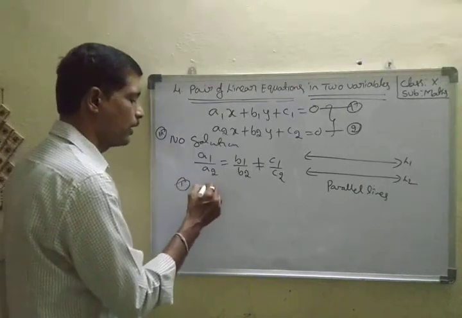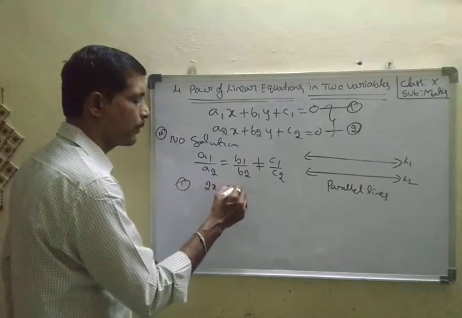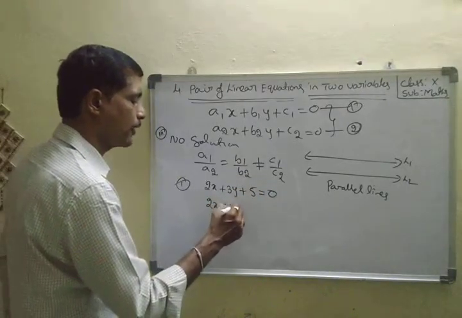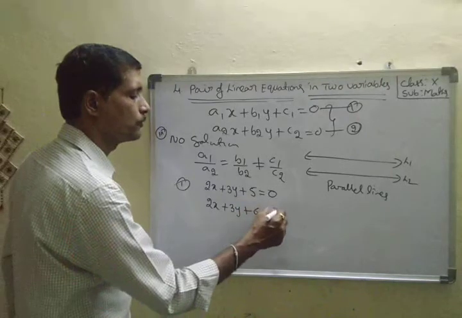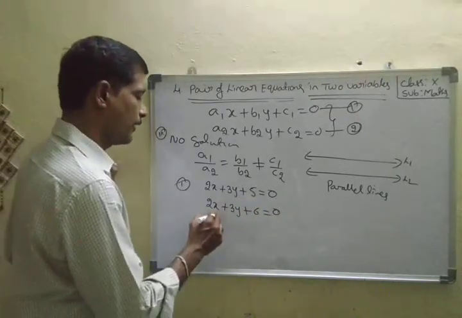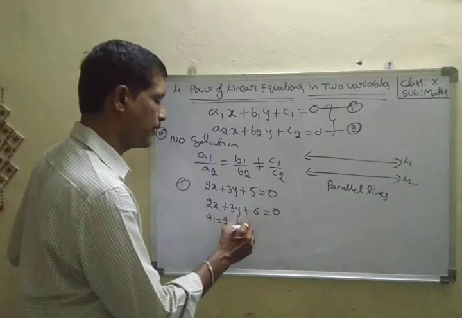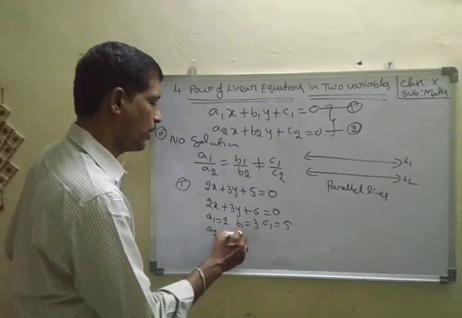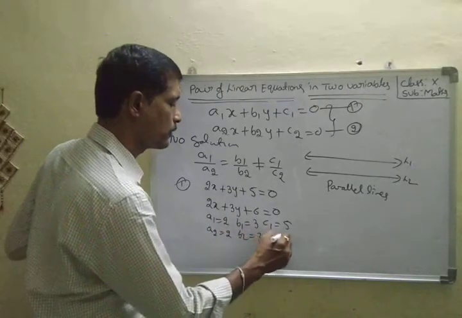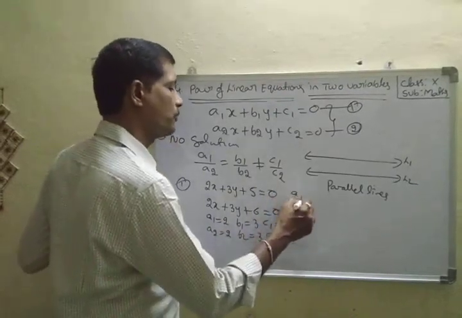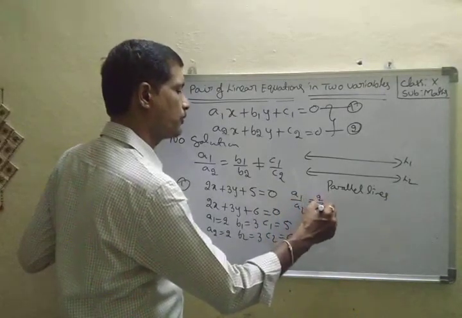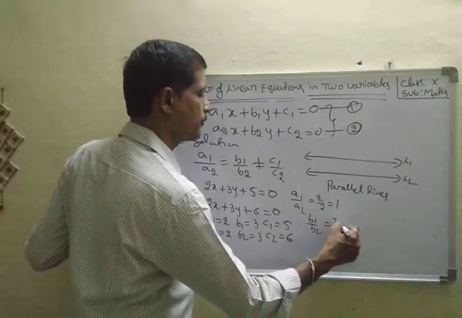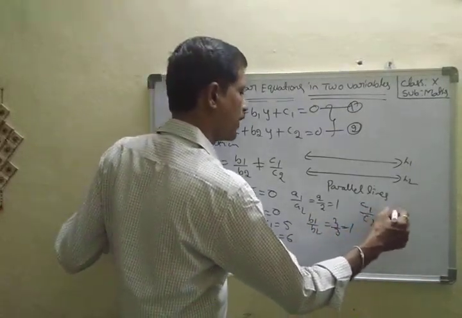Therefore for example, 2x plus 3y plus 5 equal to 0 and 2x plus 3y plus 6 equal to 0. Here a1 equal to 2, b1 equal to 3, c1 equal to 5. Next a2 equal to 2, b2 equal to 3, c2 equal to 6. Check a1 by a2: 2 by 2, that equals 1. Next b1 by b2: 3 by 3, that equals 1. Next c1 by c2 value is 5 by 6.